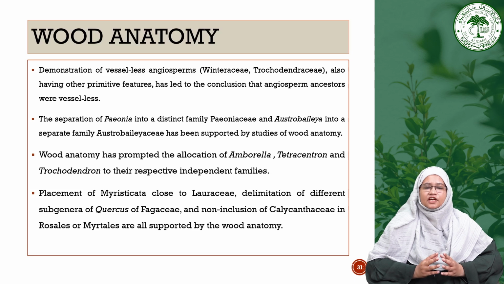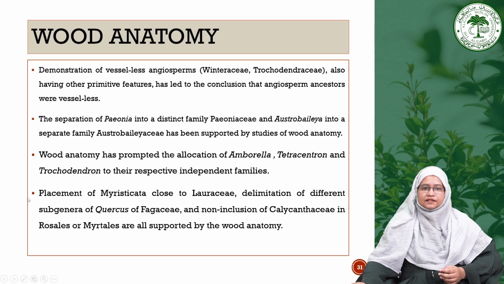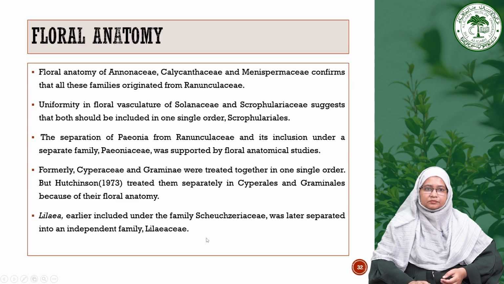Then the separation of Paeonia into a distinct family Paeoniaceae and Austrobaileya into a family Austrobaileyaceae has been supported by the studies of wood anatomy. And wood anatomy has also promoted the allocation of Amborella, Tetracentron and Trochodendron to their respective independent families. Then the placement of Myricaceae close to Lauraceae, the delineation of different subgenera of Quercus of Fagaceae, and the non-inclusion of Calycanthaceae in Rosales are supported by wood anatomy.